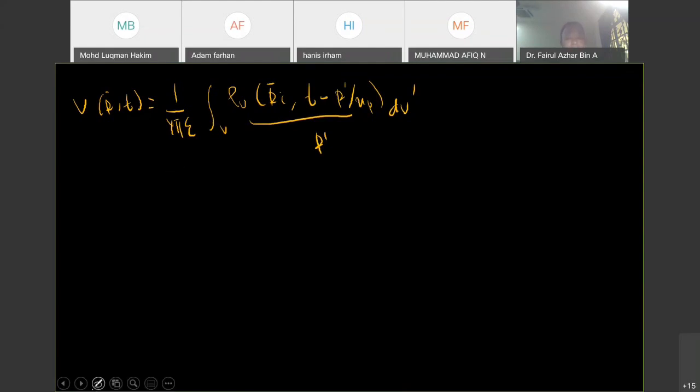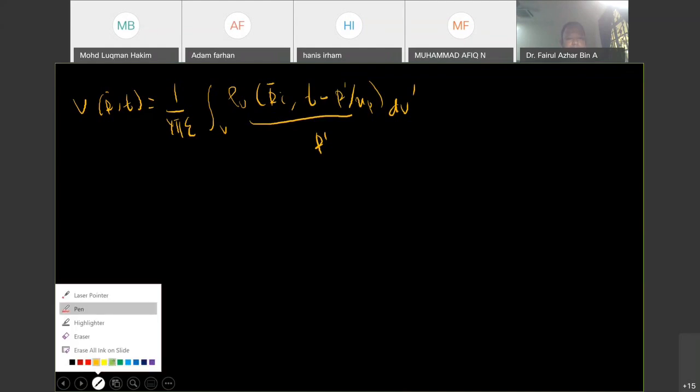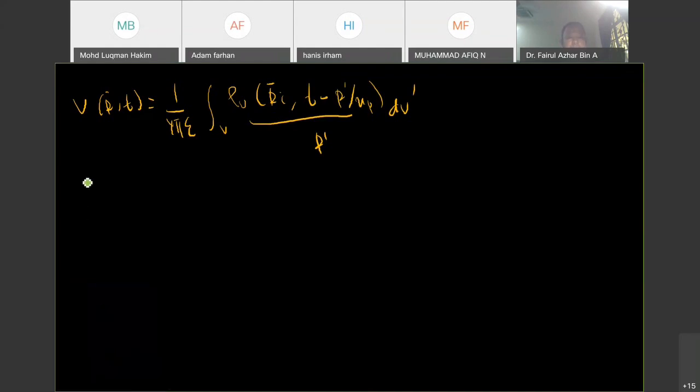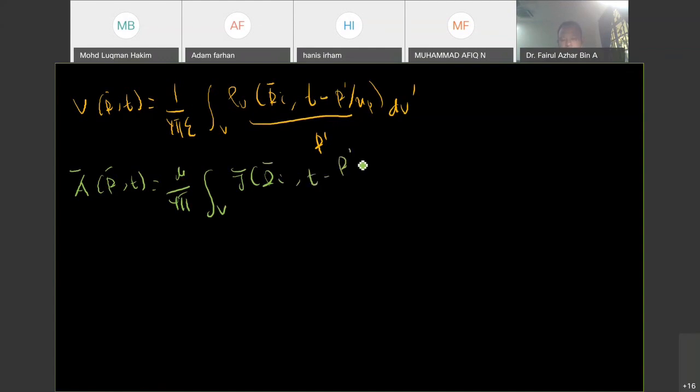In a magnetic field, the potential is expressed by the vector A(R,T) equal to mu divided by 4 pi, volume integration of J(R', T minus our delay time here, R prime divided by UP), divided by R prime, dV prime. Okay, so that's all for the time varied field chapter.